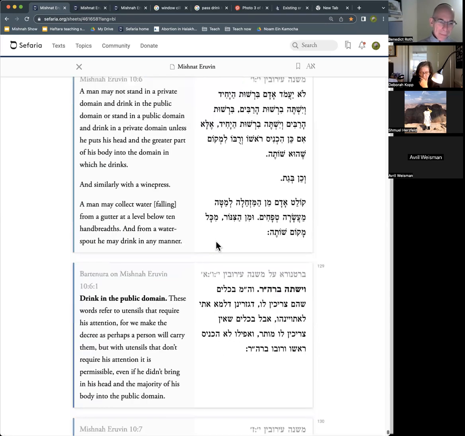And the Bartanura is quoting, I brought you the Bartanura on the source sheet, but the Bartanura is quoting the Gemara and says, actually, all this is to do with utensils which are valuable and require his attention. In other words, utensils that you wouldn't want to just leave outside on Shabbat, as perhaps someone will carry them around. If they're valuable, you might want to carry them in or carry them out. But the Bartanura says, and he's quoting the Gemara, with utensils that don't require attention, it's permissible to drink. It's permissible to do this. So the Gemara seems to overturn the plain meaning of the Mishnah.